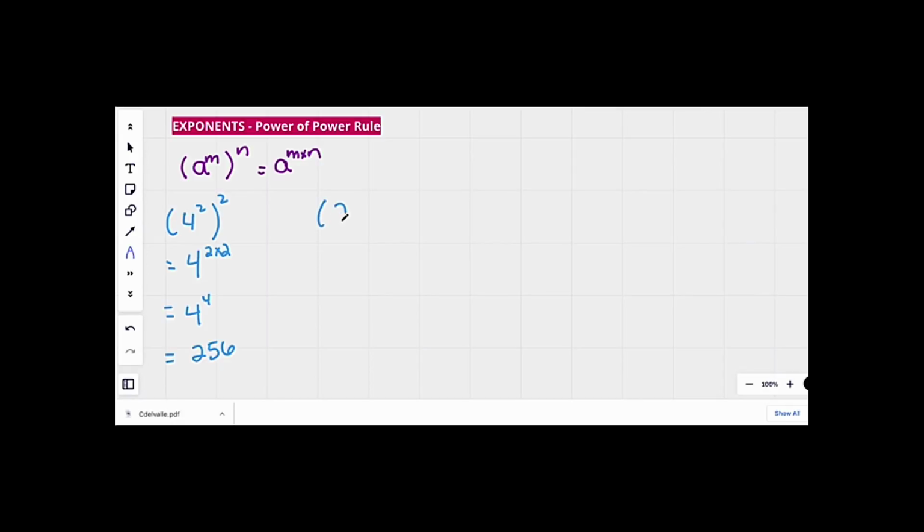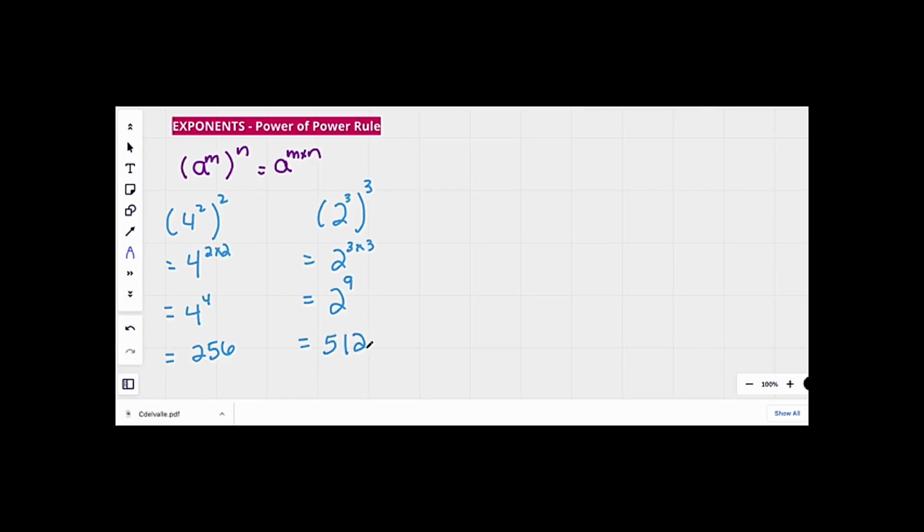So we got another question here. What if we have 2 to the power of 3 and all of that to the power of 3? Well, we're going to keep our base the same. So our base will be 2. But what we're going to do with the exponents is multiply them against each other. So that becomes 3 times 3, which means that now we have 2 to the power of 9. And so 2 to the power of 9 is 512.